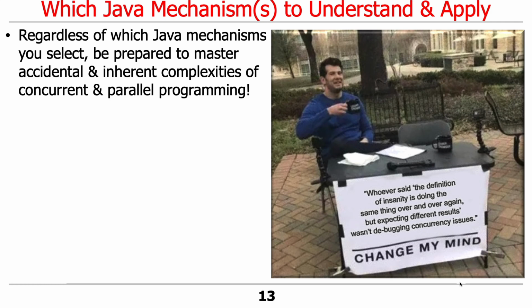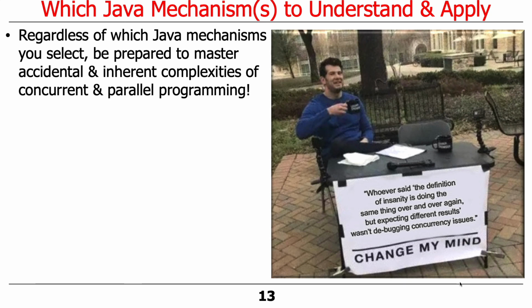So regardless of which Java programming mechanisms you select, be prepared to master the inherent and accidental complexities of concurrent and parallel programs. So this is a great quote. I'm sure you've all heard the phrase, insanity is doing the same thing over and over again and expecting different results. Well, this is the concurrency and parallelism view of that. It says, whoever said the definition of insanity is doing the same thing over and over again but expecting different results wasn't debugging concurrency machines.